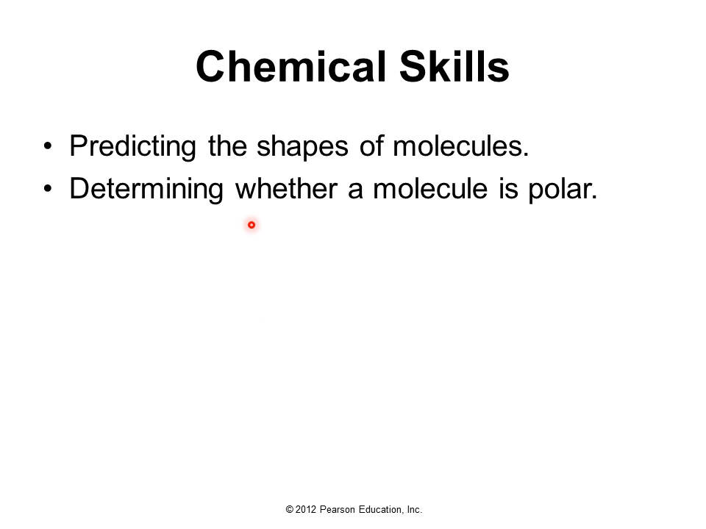So the skills you need to practice in this chapter are predicting the shape of molecules and determining whether the molecule is polar, but also you need to be able to write those Lewis structures and understand the predictions of valence shell electron repulsion theory, VSEPR theory. So have fun studying.